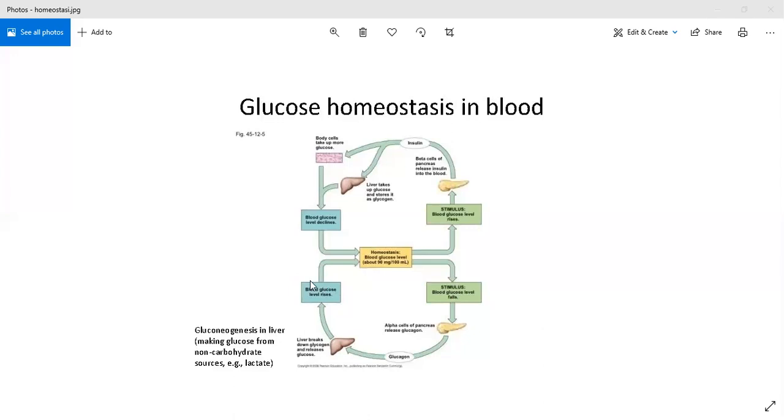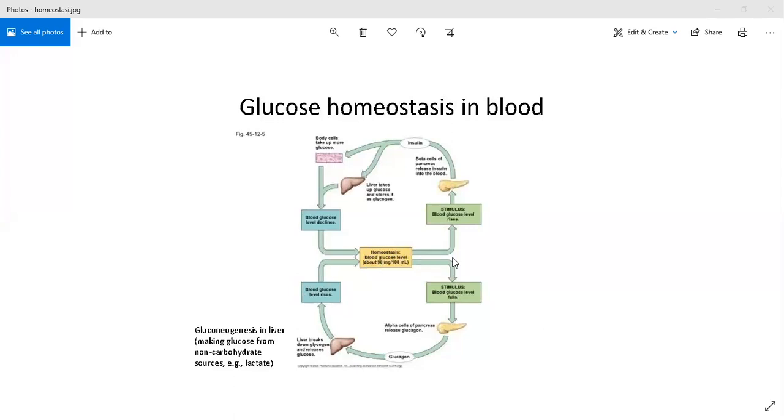The glucose that was released from the glycogen goes to the blood to increase the blood glucose level. And so what happens? We now have a normal blood glucose level. So homeostasis has been achieved. A steady state has been achieved.